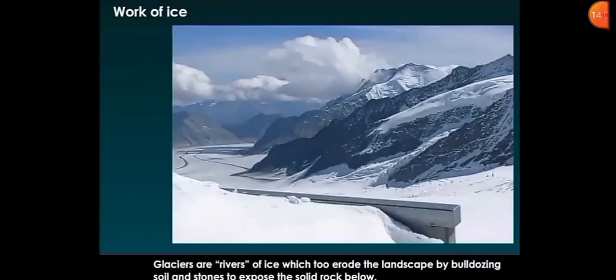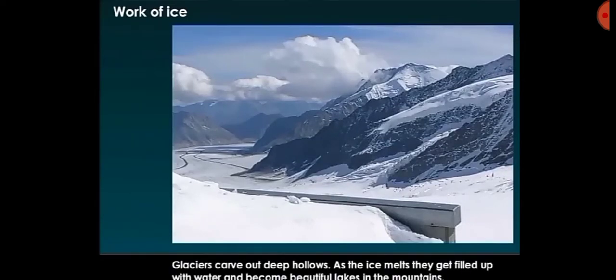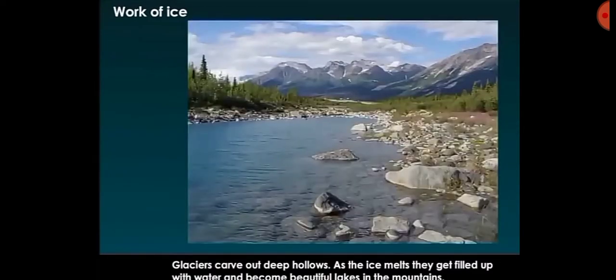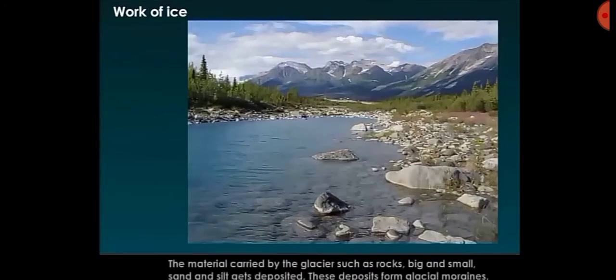As you can see in this video also, glaciers are rivers of ice which erode the landscape by bulldozing soil and stone to expose the solid rocks below. The glacier carves out deep hollows, and when the ice melts, they get filled with water and become beautiful lakes in the mountains, as you can see here. That's why lots of beautiful lakes form in the mountains.